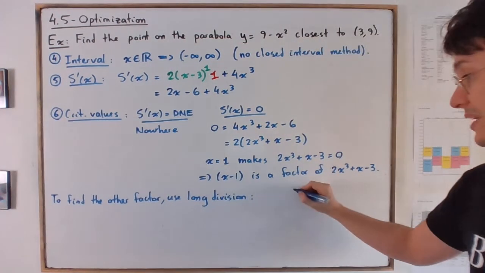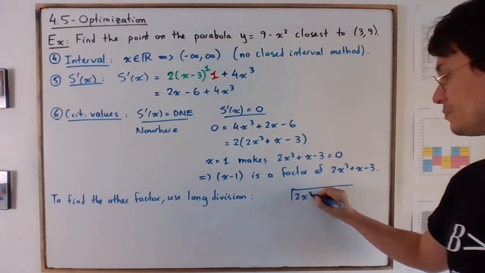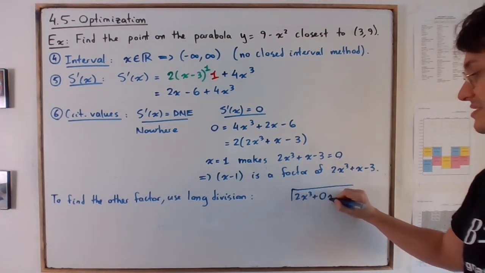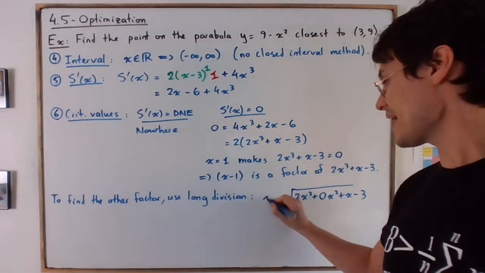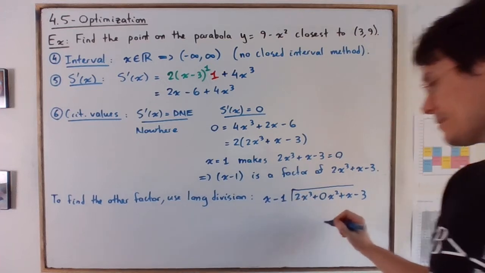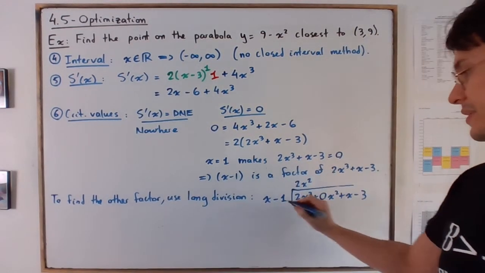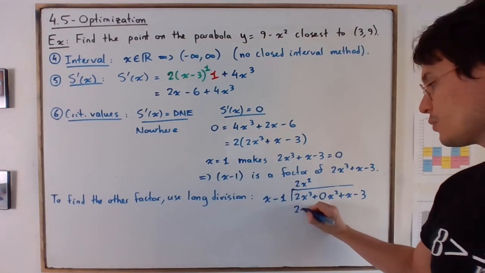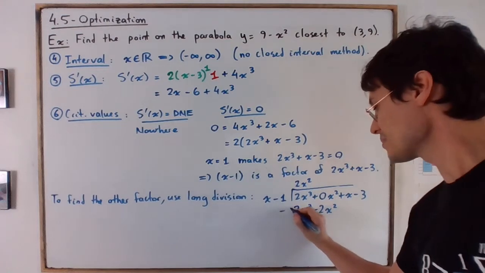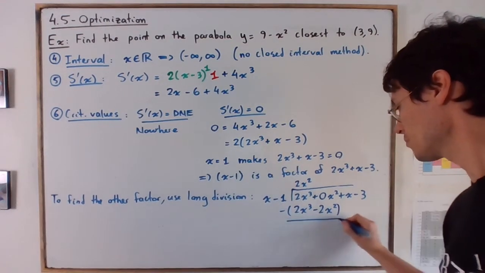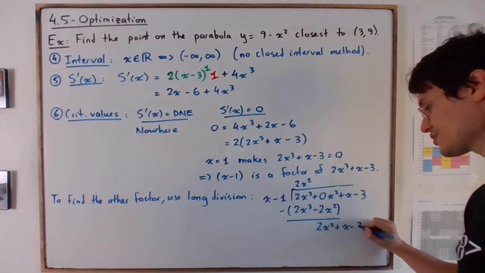So you know how to do this. Okay, so you put 2x cubed plus 0x squared plus x minus 3, and now let's put the x minus 1. This should be fairly quick. So we're going to have 2x squared, meaning we have the 2x cubed minus 2x squared, subtract. So we have 2x squared plus x minus 3.